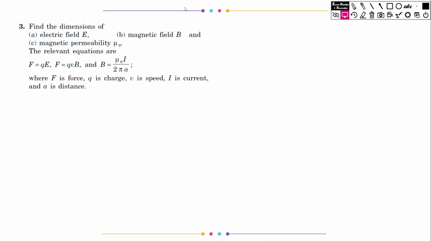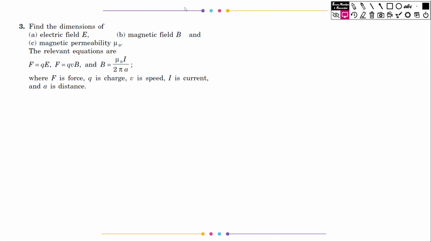Now we'll take problem number 3, where we have to find the dimensions of electric field E, magnetic field B, and magnetic permeability mu naught. And the relevant equations are F is equal to QE, F is equal to QVB, and B is equal to mu I divided by 2 pi A. And as usual, F is the force, Q is the charge, V is the speed, I is the current, and finally A is the distance.